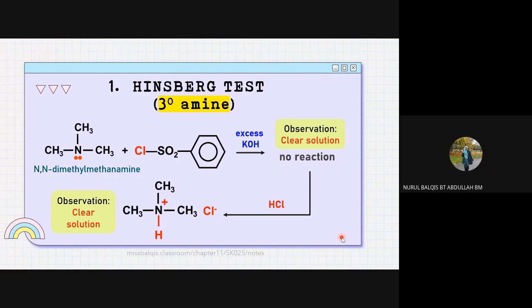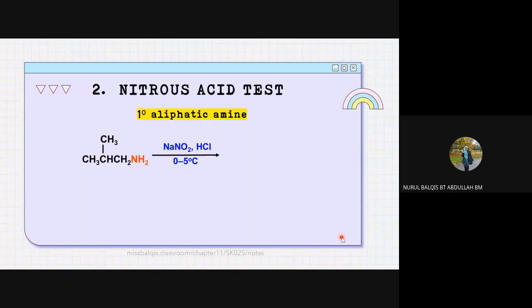Okay. So that's for Hinsberg test. So you can use this as reactions and also test untuk distinguish between primary and secondary and tertiary. Tak kisah aliphatic or aromatic. Okay, next one we have nitrous acid test.